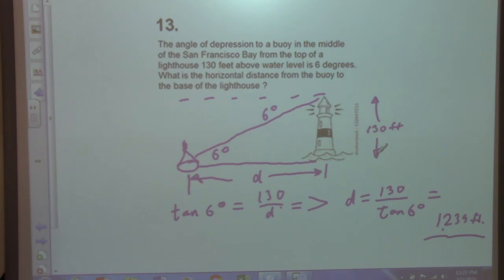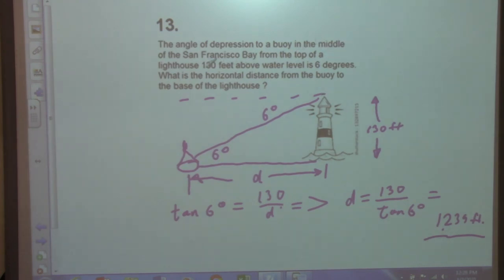Question. It says the angle of depression to a buoy in the middle of the bay from the top of the lighthouse. So wouldn't the 6 degrees be... What do you think? Well, the thing about it is, if you think about that, your angle of depression won't make sense from the bottom of the lighthouse because you're just going to be looking at it horizontally. Yeah, but what do you put at the top of the lighthouse?